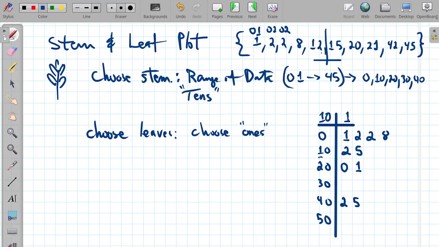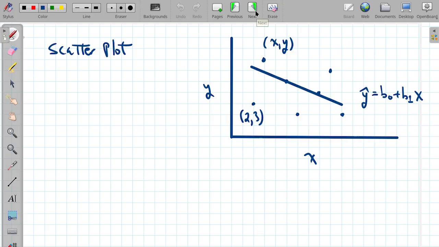Or not from 0, you could do decimals too, I suppose, but if, let's say, the smallest number was 1 and the largest number was 9,872, this is probably not the way to illustrate that. But for numbers like this, it works fine. Let's move on. The scatter plot.